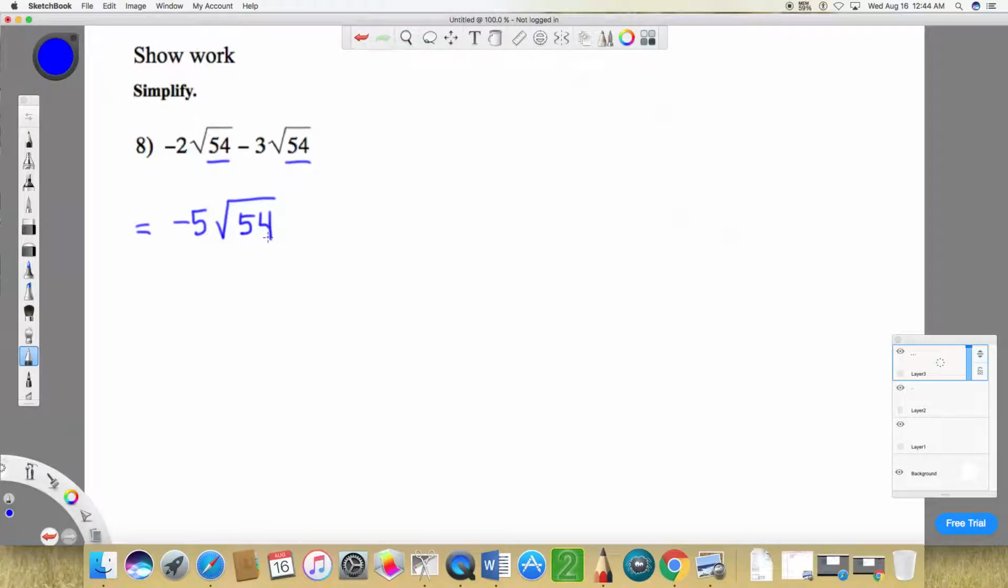But it's a little bit of a trap here. It's a little bit of a trick. We're not done. We can simplify the square root of 54, and they expect us to do that. Although the idea initially was to recognize that we have like terms and combine them, we also have the old rule that you want to simplify your radicals.